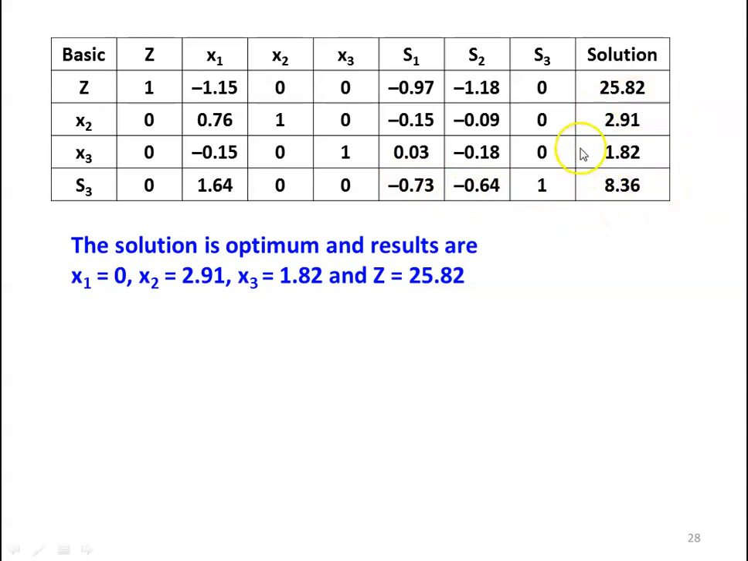So, there is no negative value in the solution column for the constraint equations. So, the solution is optimum and the results are x1 equal to 0, x2 equal to 2.91 and x3 equal to 1.82, and the z value equal to 25.82. That is the solution for the problem.